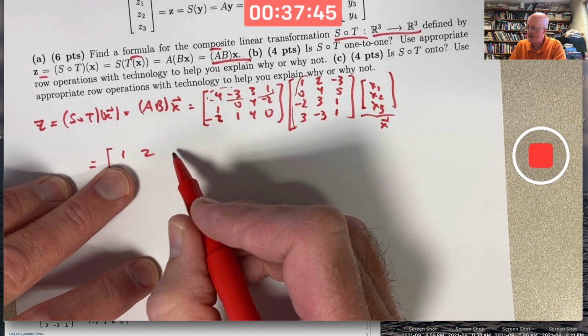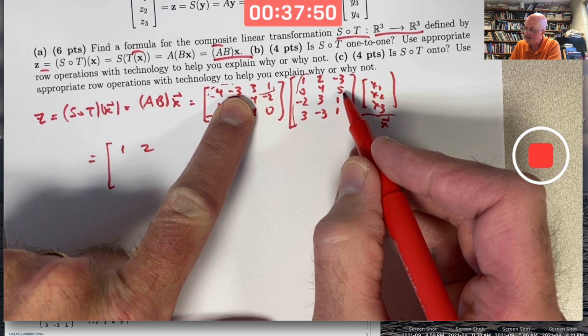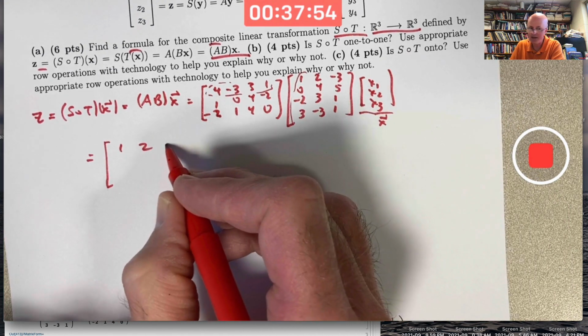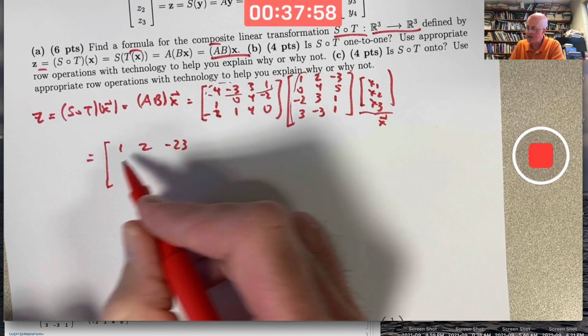First row, third column. 4 times negative 3 is negative 12. Minus 15 is negative 27. Plus 3 is negative 24. Plus 1 is negative 23. Yep, I'm looking at the answer. That's right.